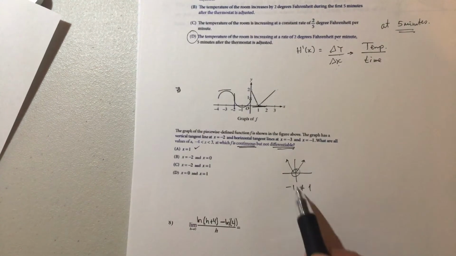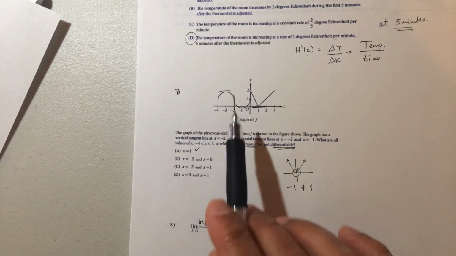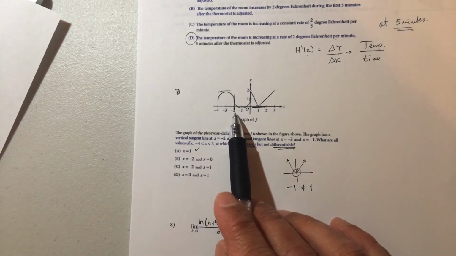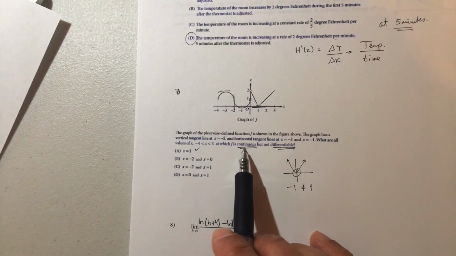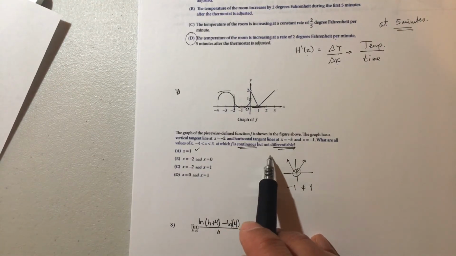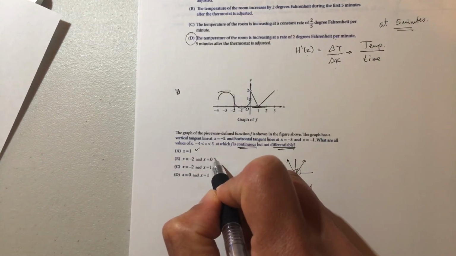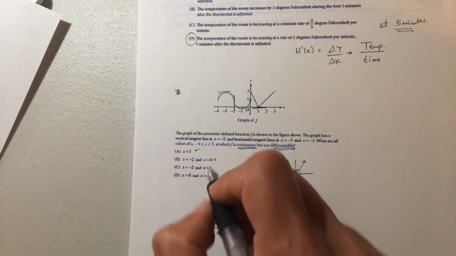Correct. What about 0? Is it continuous there? No, it's not. It's continuous and not differentiable, but here it's just not continuous at all. What about -2 and 1? Well, at -2, that's continuous and not differentiable. But what I want, is that continuous and not differentiable?